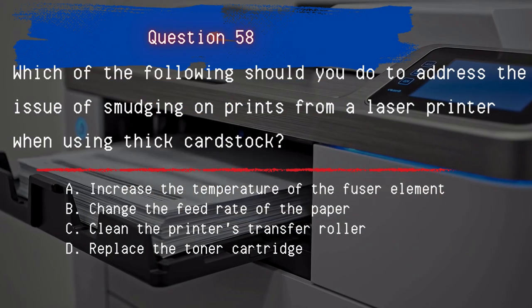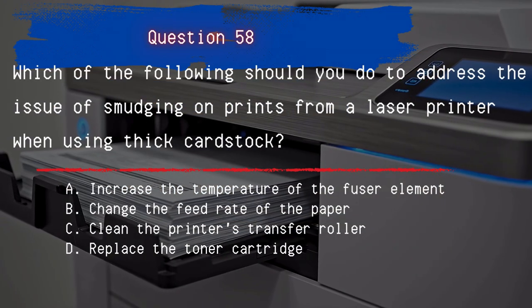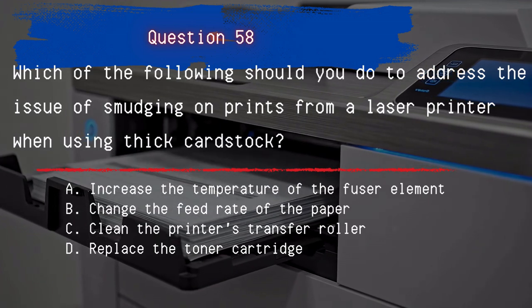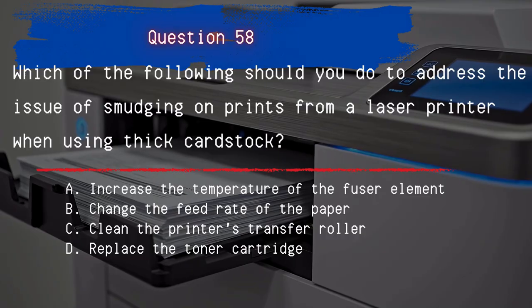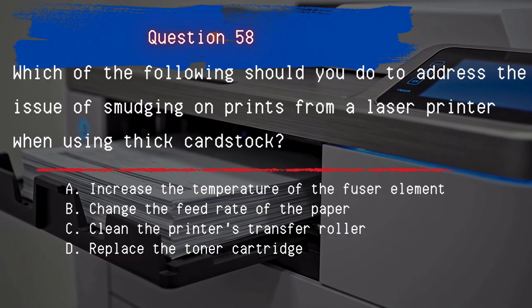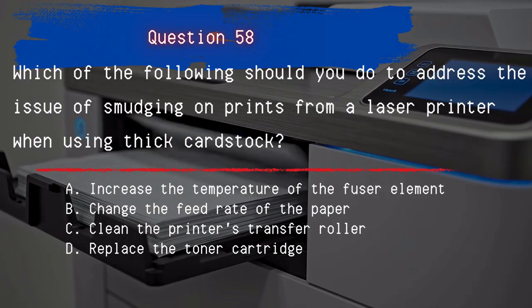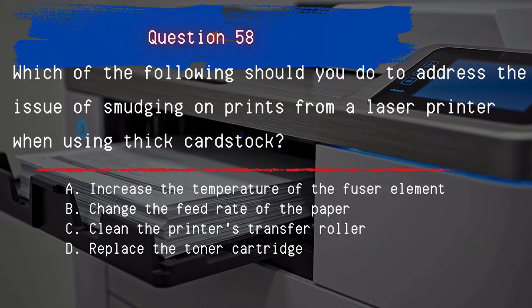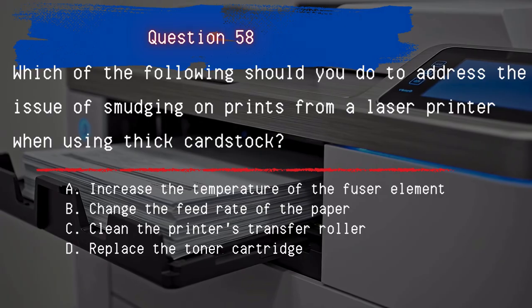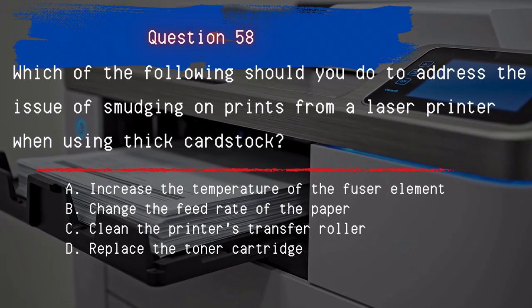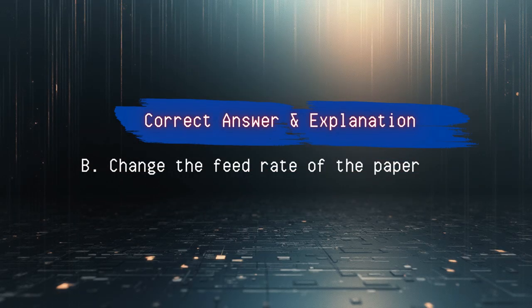Question 58. Which of the following should you do to address the issue of smudging on a laser printer when using thick cardstock? A. Increase the temperature of the fuser element. B. Change the feed rate of the paper. C. Clean the printer's transfer roller. Or D. Replace the toner cartridge. Correct answer: B. Change the feed rate of the paper.